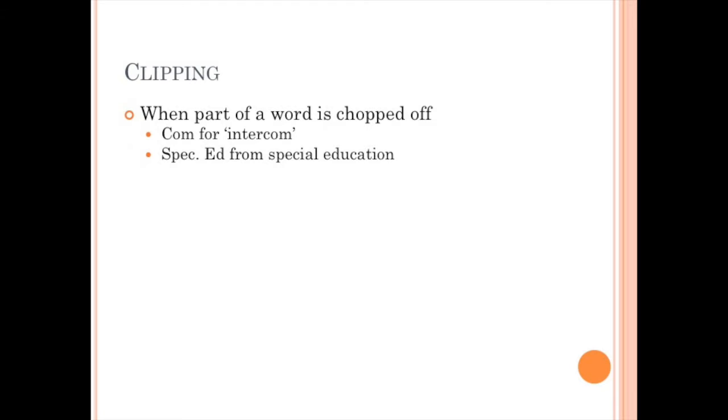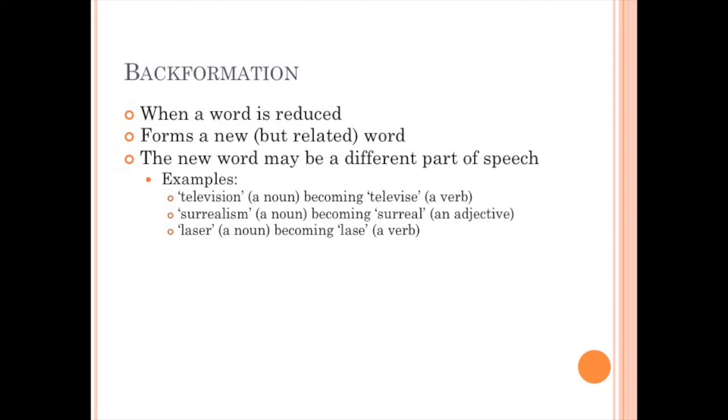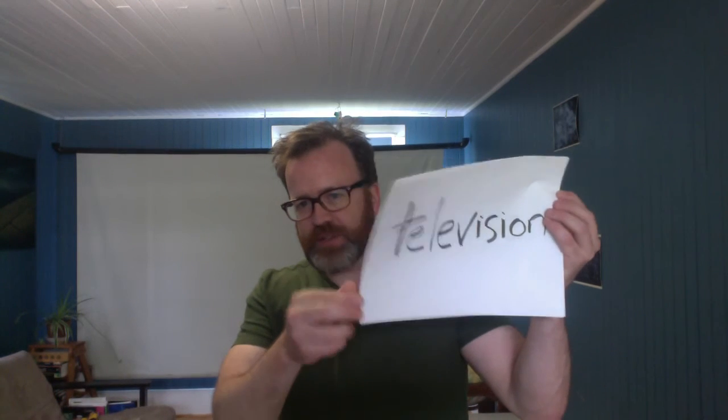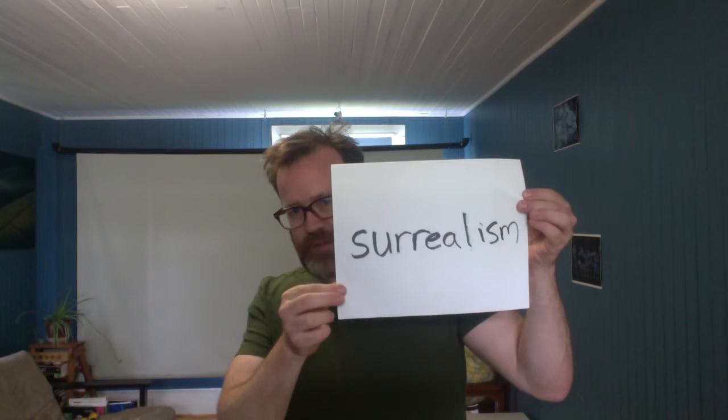Can you come up with an example for clipping? Back formation is when a word is reduced, forming a new but related word. The new word may be a different part of speech than the original word. So, for example, television, which is a noun, becomes clipped to the word televise.